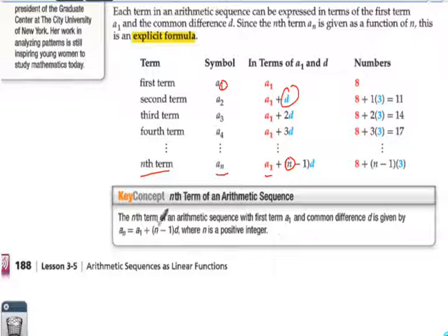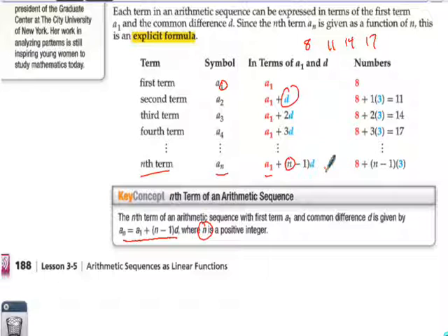The nth term of an arithmetic sequence with the first term a sub 1 and a common difference d is given by a sub n equals a sub 1 plus the quantity n minus 1 times d, where n is a positive integer. Whew. But if we look at the example here, if the terms were 8, 11, 14, 17, we get to 11 by adding 3 to it. We get to 14 by adding 2 times 3. We get to 17 by adding 3 times 3. So that's all it's doing. So the fourth term is 3 times the difference.